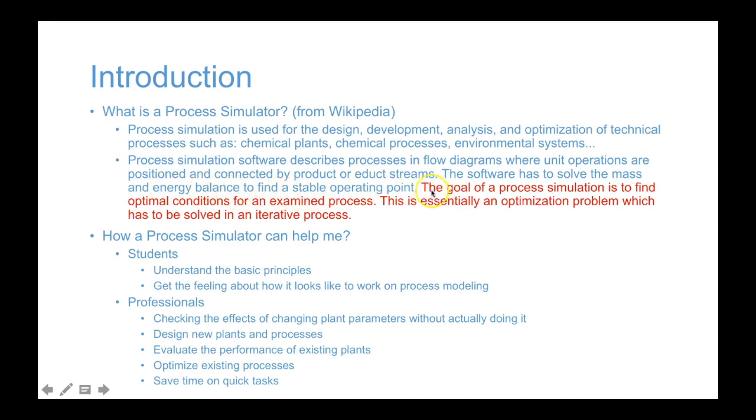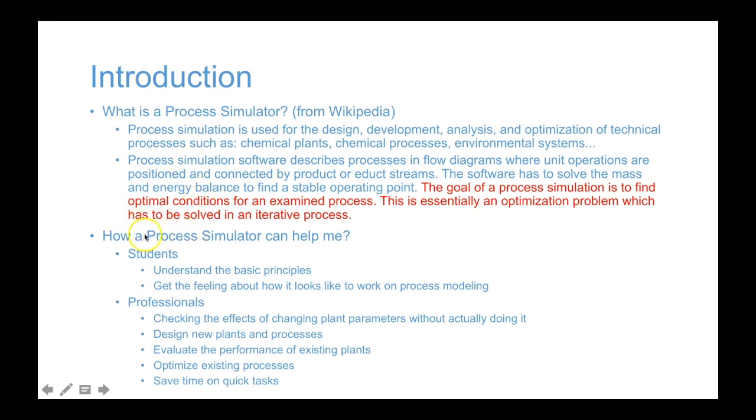Okay. This text I don't agree with very much, but I put it here just for your information. The goal of a process simulation is to find optimal conditions for an examined process. This is not entirely true. You don't simulate only to find optimal conditions for a process. And this is essentially an optimization problem which has to be solved in an iterative process. This isn't true. Okay.